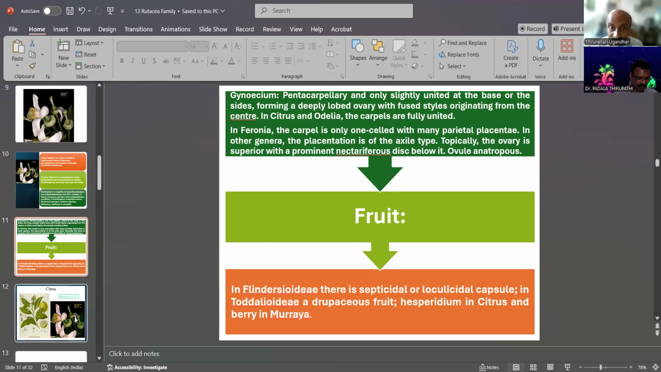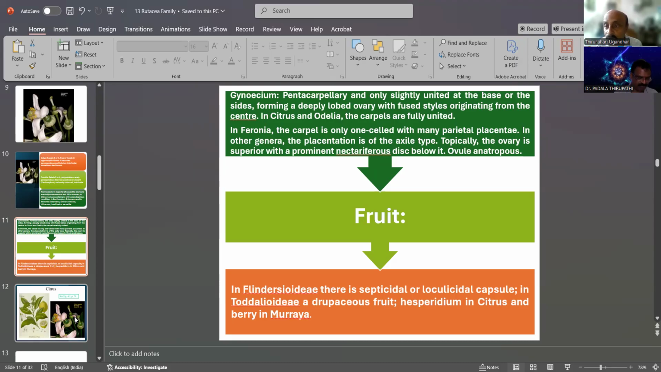Typically, the ovary is superior with a prominent nectariferous disc. This nectariferous disc is important for the visiting of birds or insects from one flower to another for nectar. The ovules are anatropous. This is one important feature of the gynoecium. After fertilization, the gynoecium becomes a fruit.